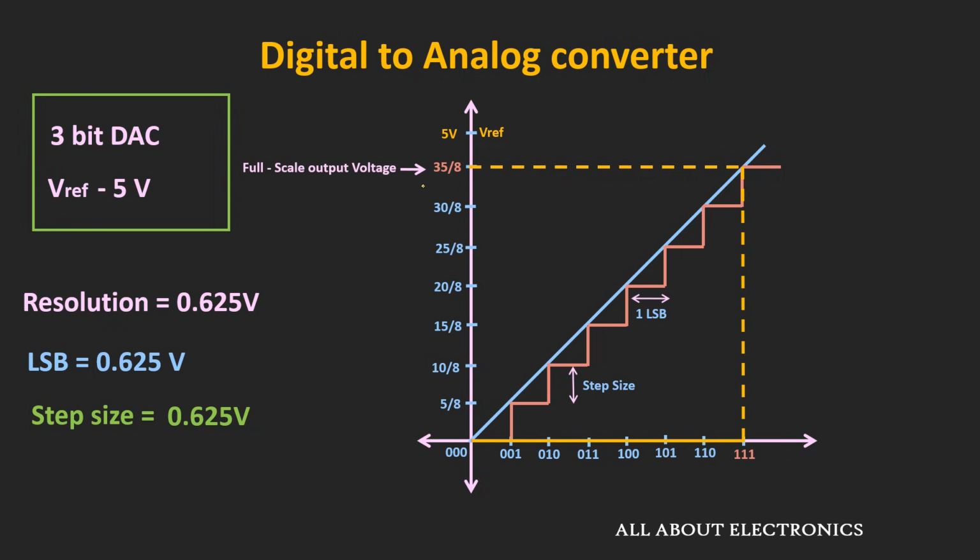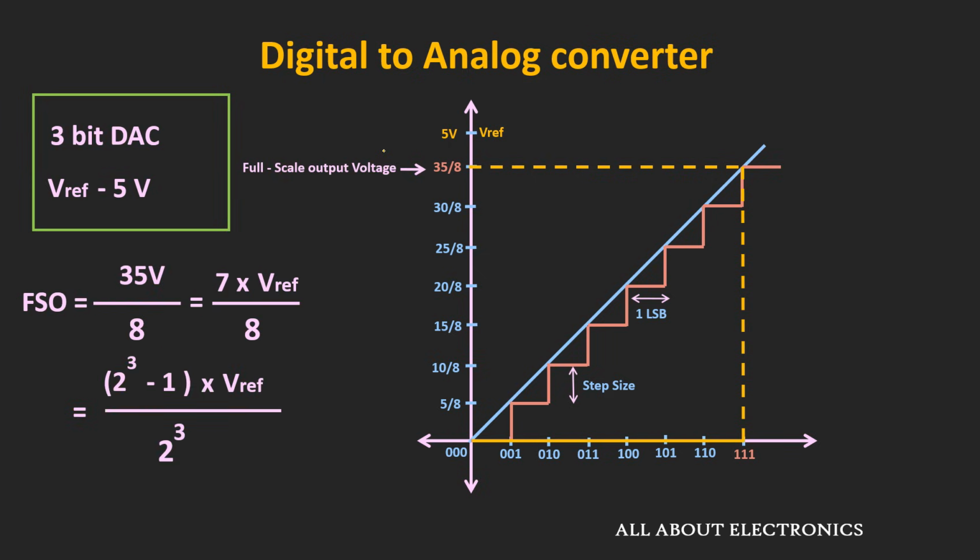So this maximum output voltage which we can get from the DAC is known as the full scale output voltage. So we can say that for this 3-bit DAC with a 5 volt voltage reference, the full scale output voltage is equal to 35 by 8 volt. Or we can write it as 7 by 8 volt multiplied by the reference voltage, because over here this reference voltage is equal to 5 volt.